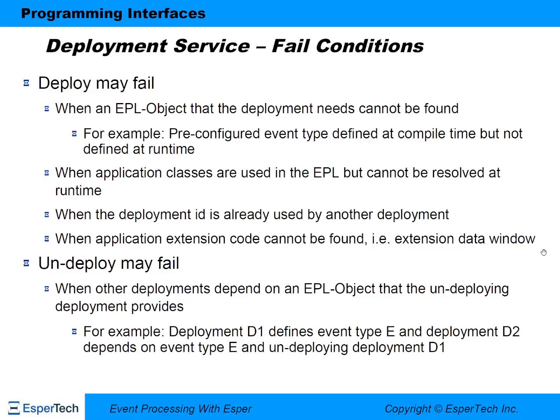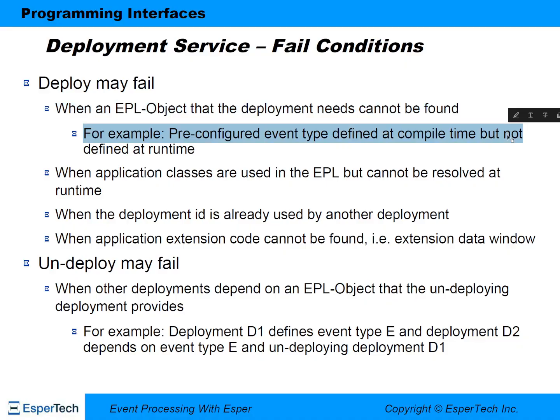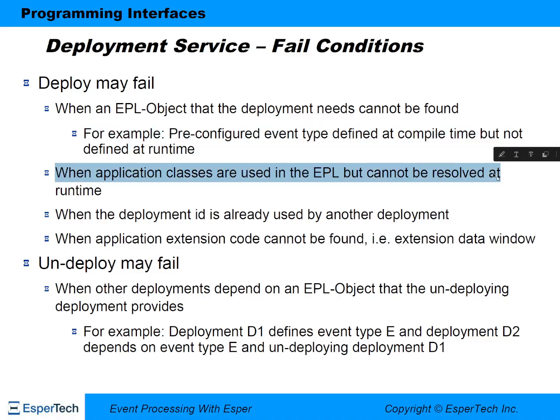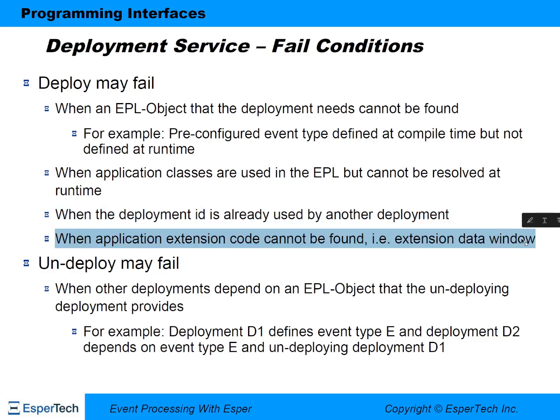The deployment service may fail to deploy or undeploy, and this slide discusses the common fail conditions. A deploy may fail when an EPL object that the deployment needs cannot be found. For example, when a preconfigured event type that was defined at compile time is not defined at runtime. A deploy may fail when application classes are used in the EPL but cannot be resolved at runtime. A deploy may fail when the deployment ID is already used by another deployment. A deploy may fail when application extension code cannot be found, for instance, when an extension data window is not found.